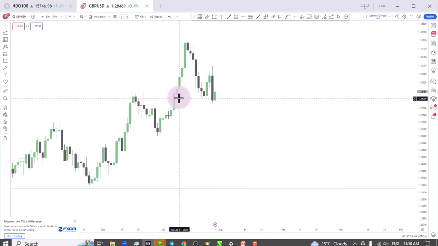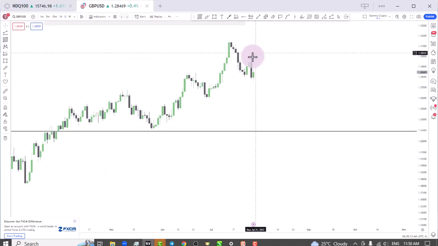Unlike Euro USD, where price had a favorable gap on the discount for price to retrace to, GBP USD does not have that. There's no fair value gap here for price to retrace to. However, if you go to the 1 hour time frame, there's likely a low, a sell side liquidity that price could use.